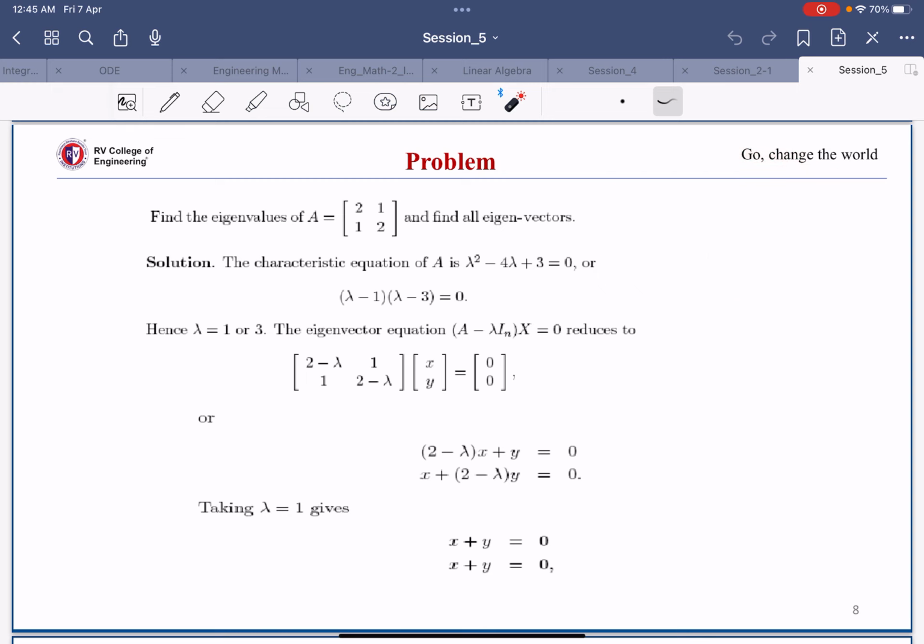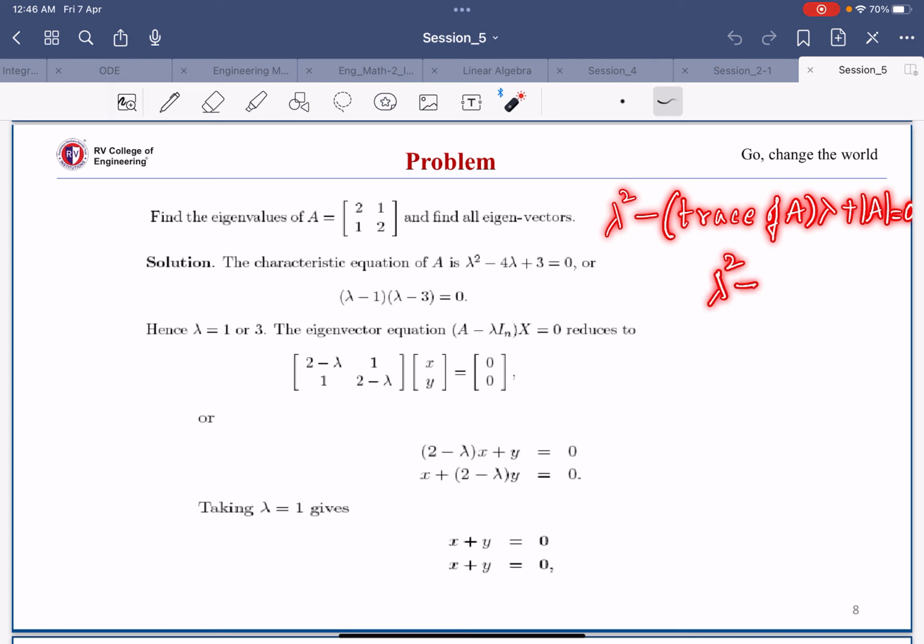Or the shortcut to obtain the characteristic equation is lambda square minus trace of A, that is the sum of the principal diagonal elements of the matrix, into lambda plus determinant of A is equal to 0 gives us the characteristic equation. So let me write it.